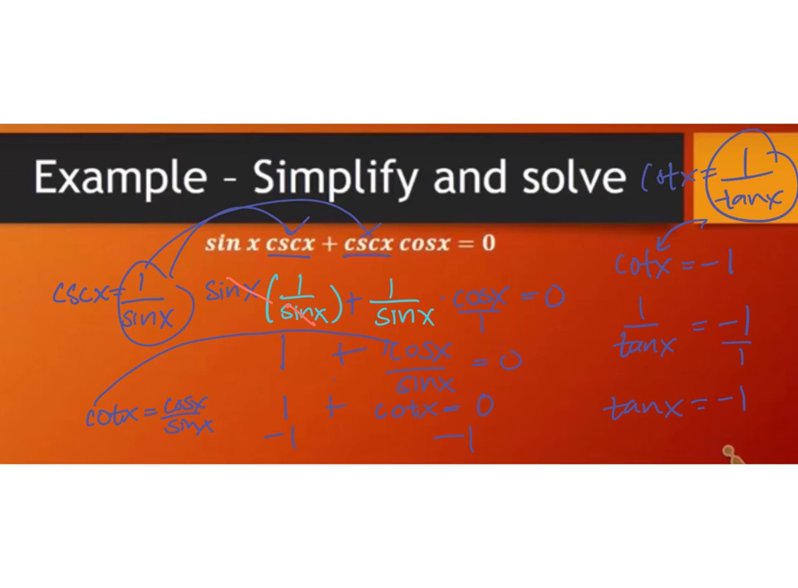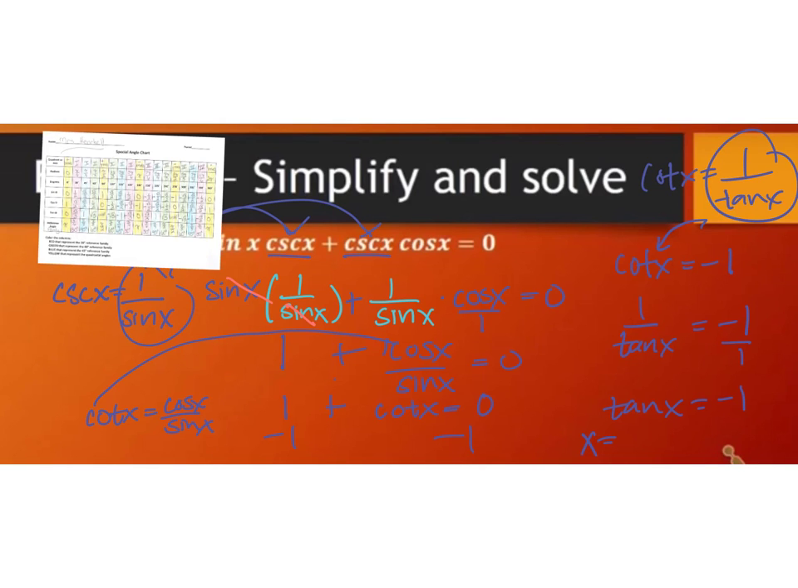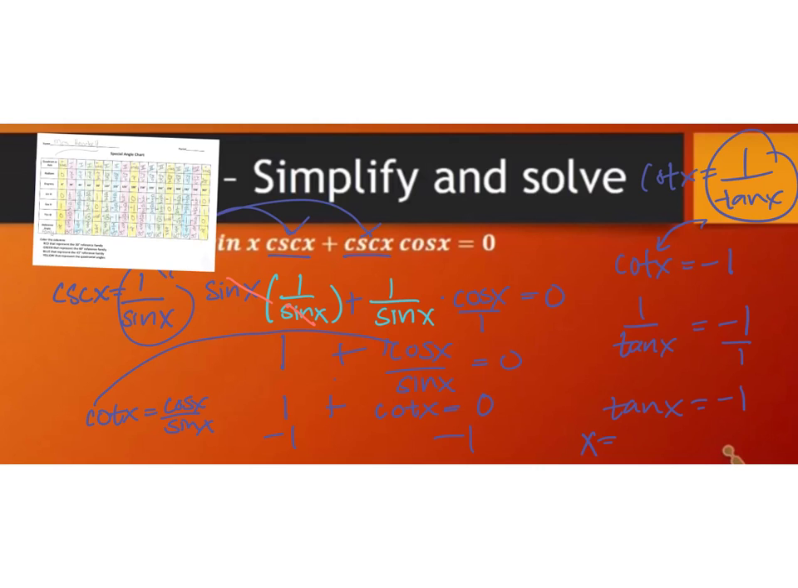Now since we have this, we can look at our chart to figure out what our x values are going to be. Looking at our chart, when tangent is equal to -1, again, we only look up to pi for tangent, so we only have one answer. We would have 3 pi over 4 plus or minus pi k. I know they're long, I'm sorry.